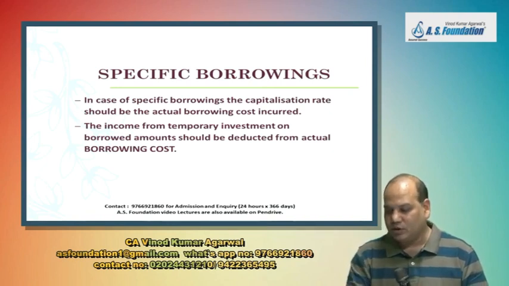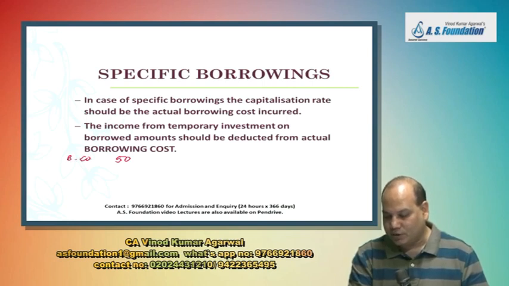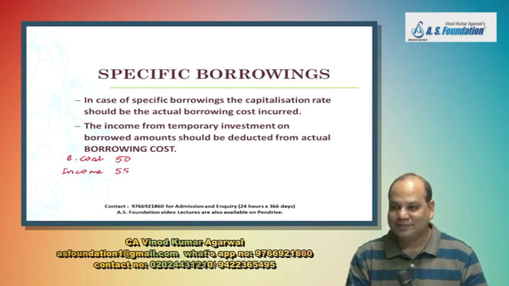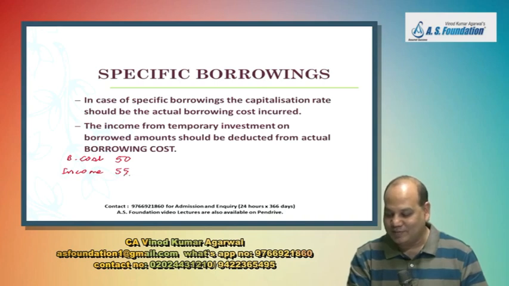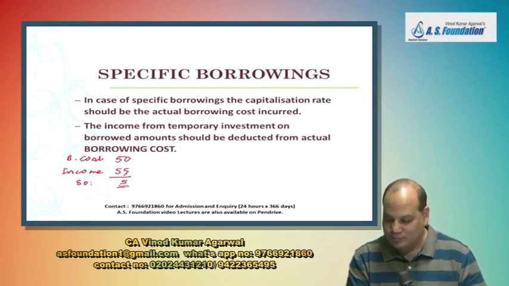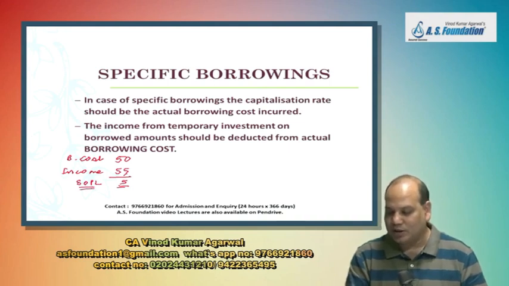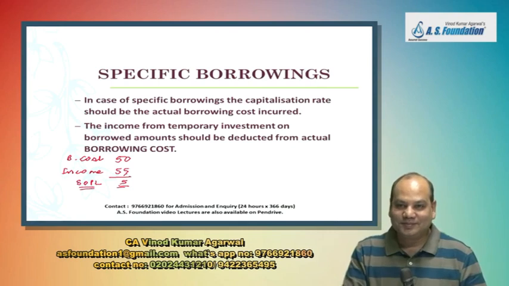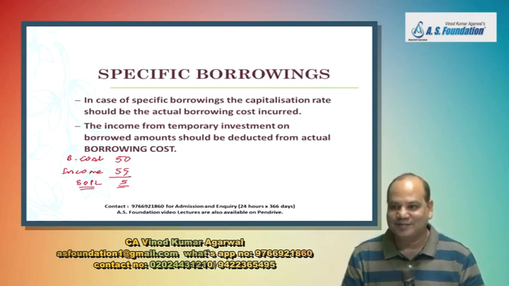Then some students have asked this funny question also. Your borrowing cost incurred is 50. Investment income is 55. Possible? Possible. It's not impossible. It is possible. You are a better investor. So this 5, now what to do with this 5? Will this go to income, or should it be treated as a negative borrowing cost and reduce the cost of the qualifying asset?